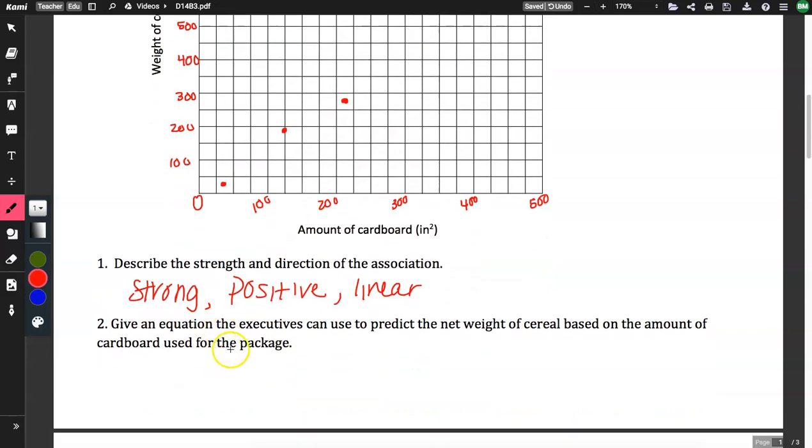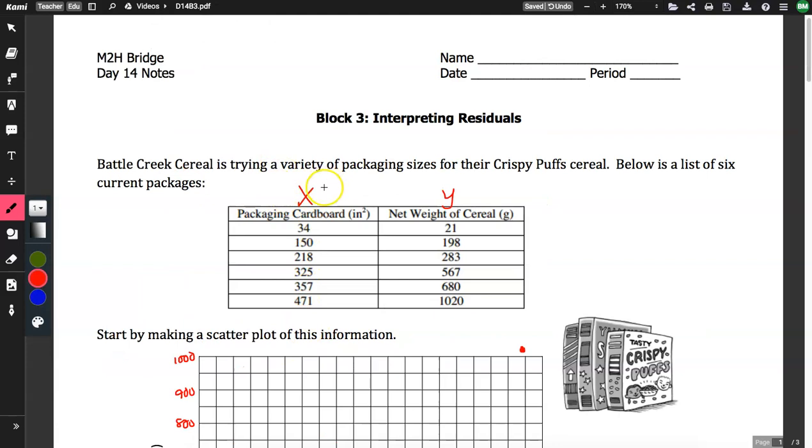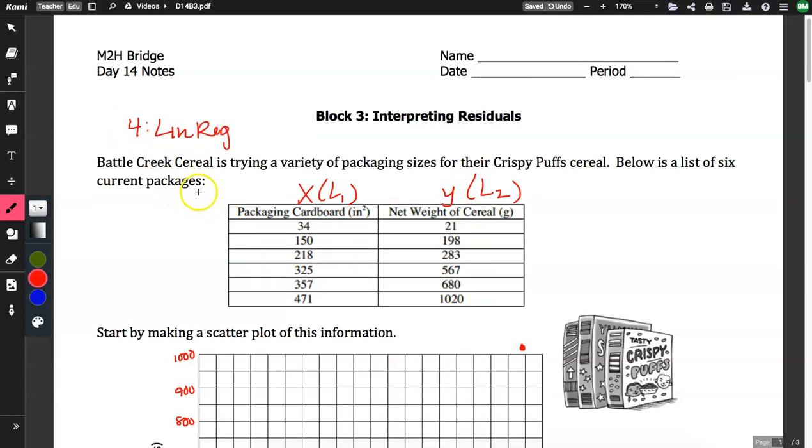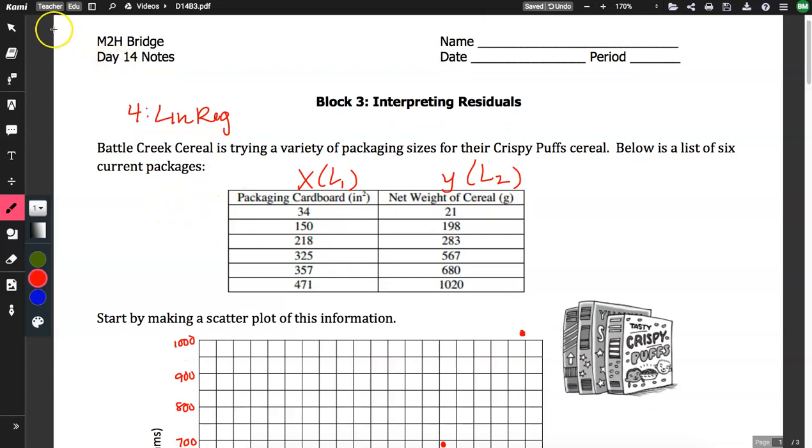Give an equation the executives can use to predict the net weight of cereal based on the amount of cardboard used for the package. So this is our linear regression, or a line of best fit. Remember, those 2 terms mean the exact same thing. So you're going to use your calculator on your own here, type in your data into L1 and L2, and you're going to select option 4, linear regression, to get the equation, okay?